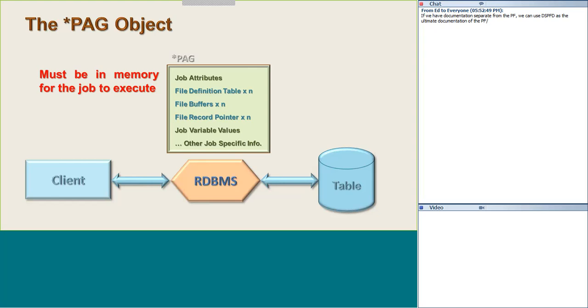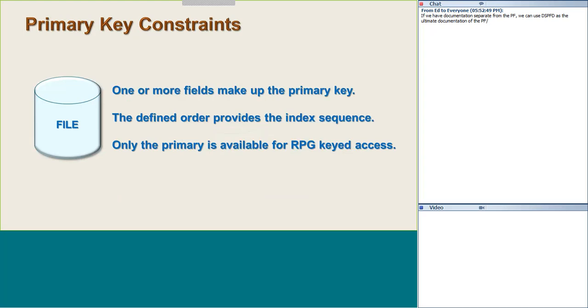Okay. Moving on. Primary keys. One or more fields make up the primary key. The defined order provides the index sequence. And only the primary is available for RPG keyed access.